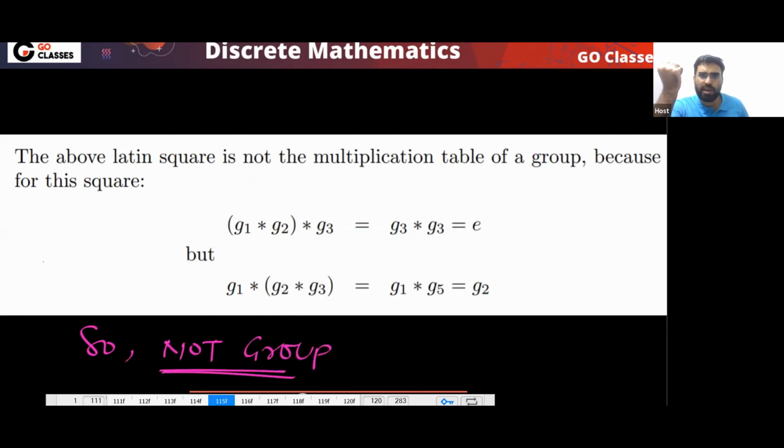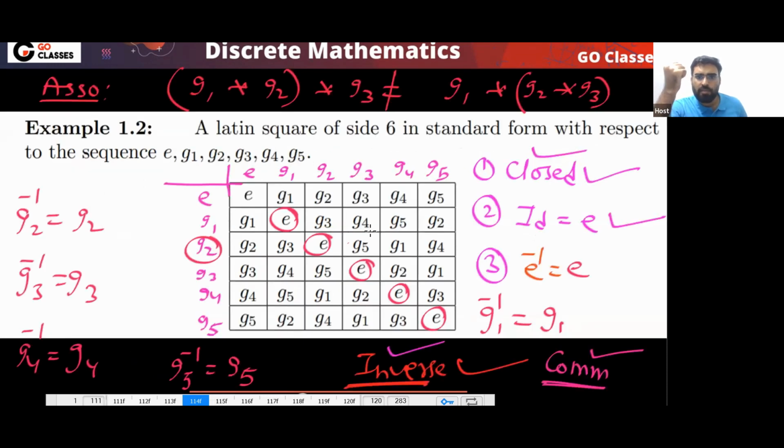All the properties we have, but associative property is not there. Commutative property is there, you can check. This is a symmetric table. This is your diagonal, and you can notice this is a symmetric table. G2, G3, G5. You can check.